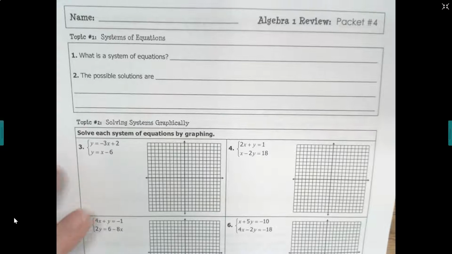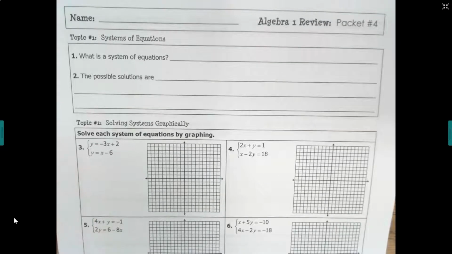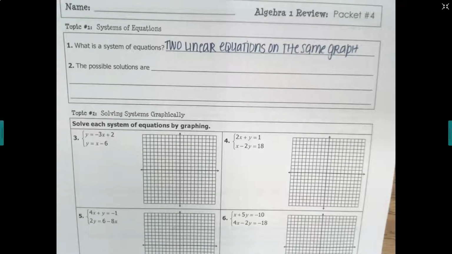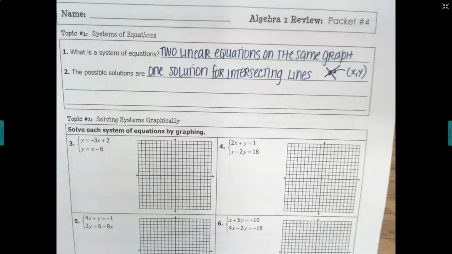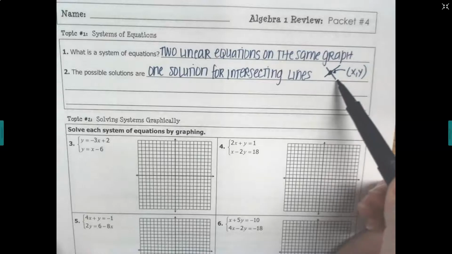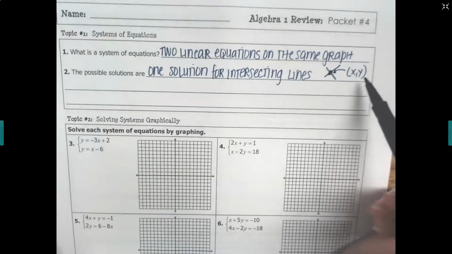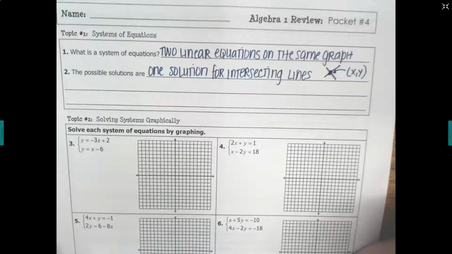Okay, so what is a system of equations? A system of linear equations is 2 linear equations on the same graph. To find the solution to a system of equations, you're really looking for where the 2 lines cross. So we have 3 options here. We have one solution. For one solution, you have 2 intersecting lines, and the point at which they cross is the solution. It is the x and y value that make both lines true.